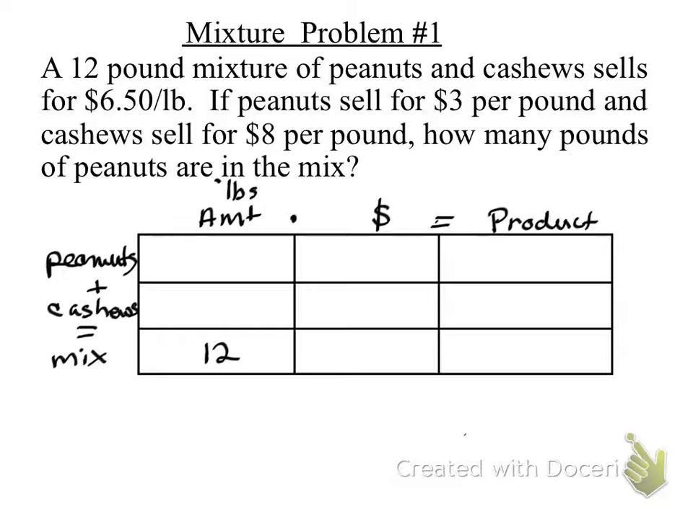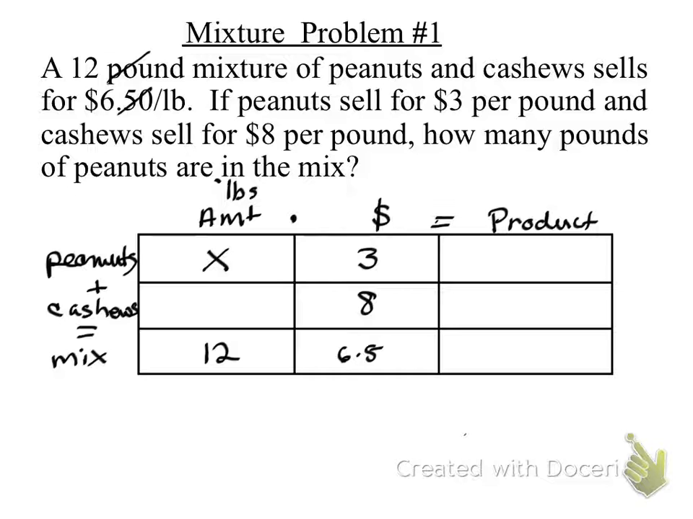Now, the mixture sells for $6.50. Where would that $6.50 go? Next to the 12. If peanuts sell for $3 per pound, where does the 3 go? In the middle column, next to peanuts. And cashews sell for $8 per pound. Good. Now, what are we calling our peanuts? Do we know how many peanuts? No. Okay, and so what would I call the middle term?